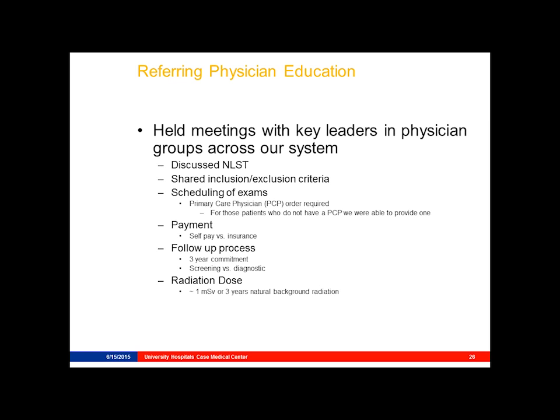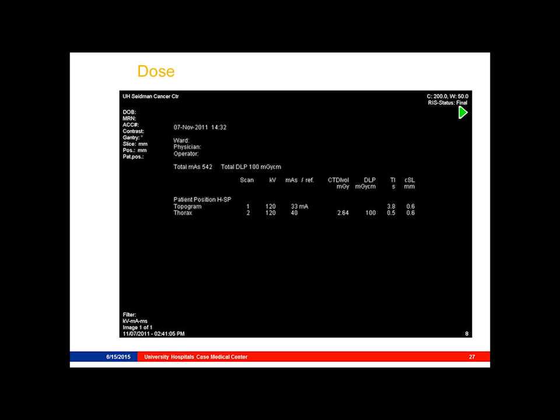We also discussed with the primary care physicians the fact about the radiation dose, and that although we strive to keep our doses as low as we can, and they're approximately 1 to 3 millisieverts, this is equal to about 3 years of natural background radiation. And this is a dose screen where you can see that our DLP in an average lung cancer screen patient is around 100.